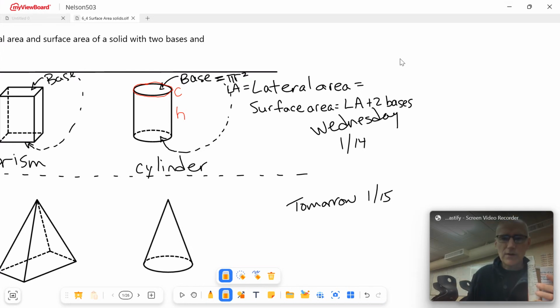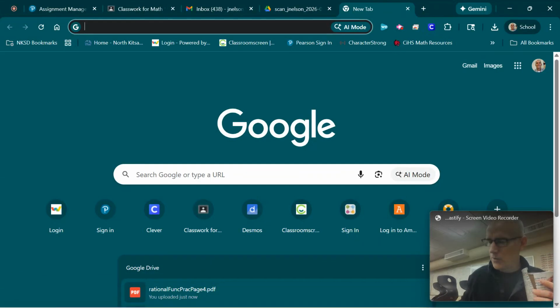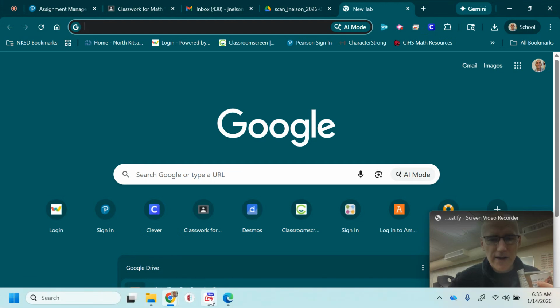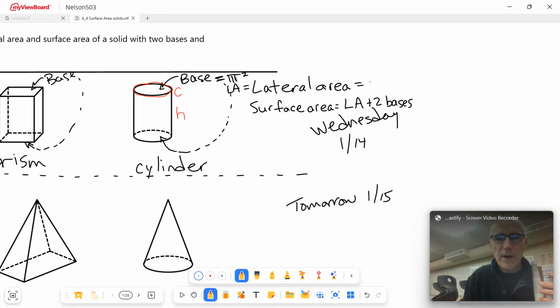So let's just put a formula out there. And the good news is the formula is the same whether you're dealing with a cylinder or a box or an octagonal prism. It doesn't matter. We're going to take the perimeter of the base and multiply it by the height. Sorry that this is taking me a little bit.